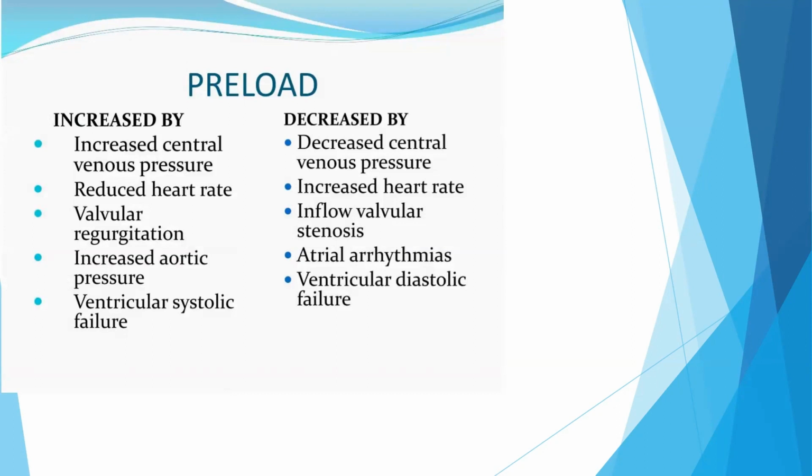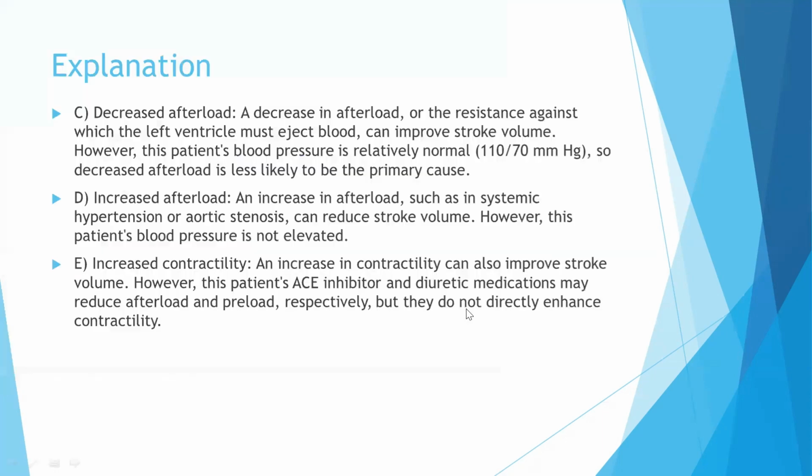Here we can see that preload is increased by increased central venous pressure, reduced heart rate, valvular regurgitation, increased aortic pressure, and ventricular systolic failure. The preload is decreased by decreased central venous pressure, or increased heart rate, or ventricular diastolic failure, which our patient has. Option C, decreased afterload: a decrease in the afterload, or the resistance against which the left ventricle must eject blood, can improve the stroke volume. However, this patient's blood pressure is relatively normal, 110/70 millimeters of mercury. So decreased afterload is less likely to be the primary cause.